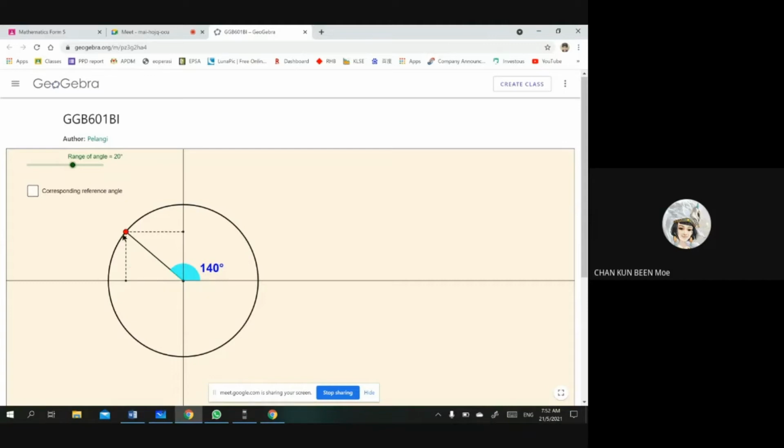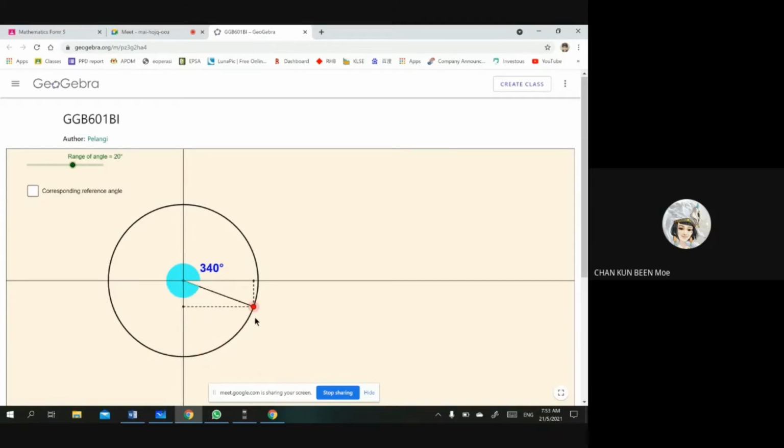Okay, now I move it down. So now the total angle starting from 0 over here to this line is 220 degree. Let's see where is the corresponding angle. This one is the corresponding angle. Okay, now I move again to the last quadrant.